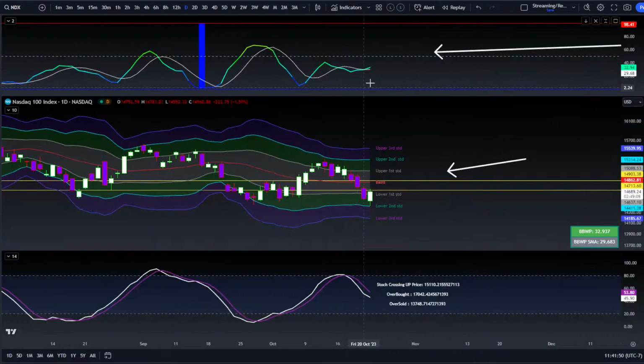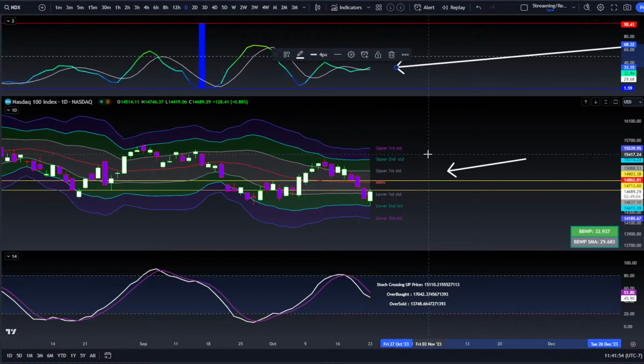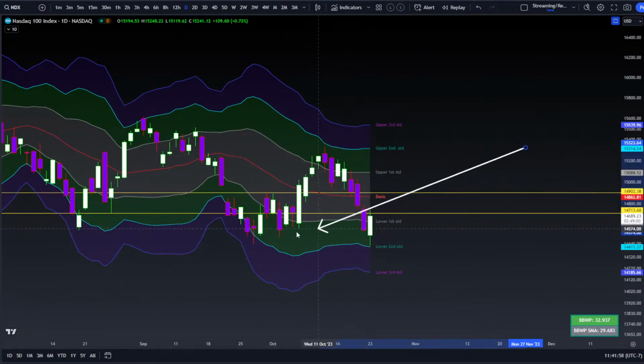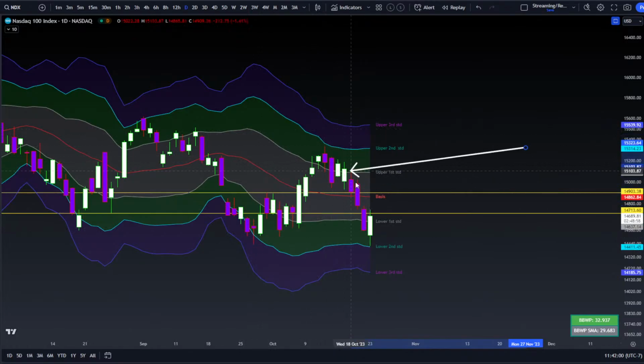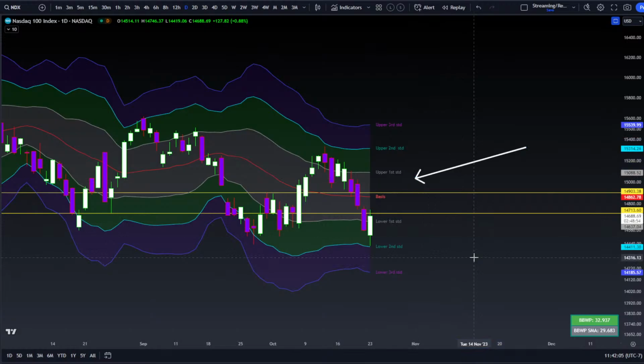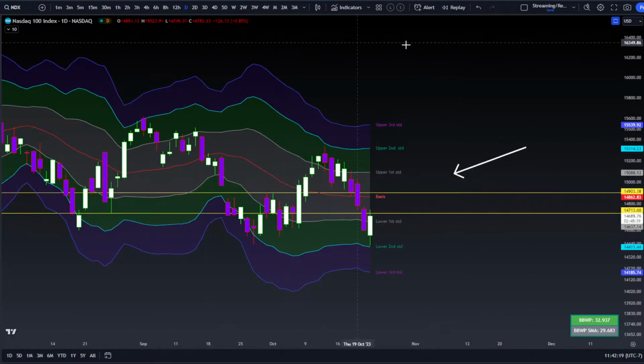We can see that we have a neutral stance on volatility because it is just playing within a range between the lower second and upper second standard deviations currently. And I would be looking for this bounce to follow through a little bit more if it can close above that lower first today. That is coming in at 14,640 or so. That's this guy right here. And then especially above 14,700.